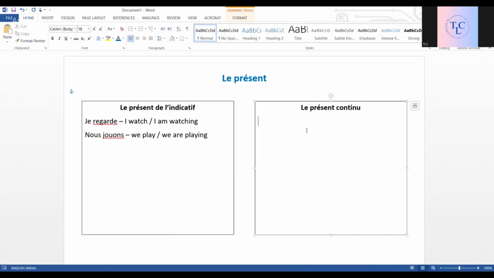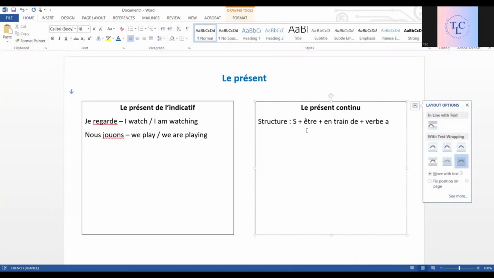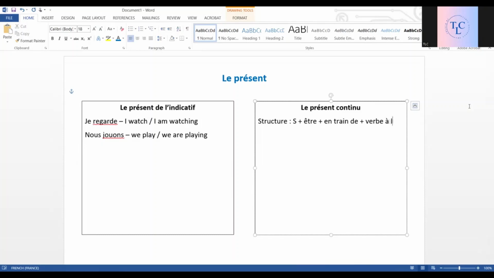Okay, let's discuss this, le présent continu. The structure for présent continu is simple. It doesn't need a lot of effort in conjugating. After the subject, you'll have être and then en train de. That's the expression. You'll conjugate être with the subject. Je suis, tu es, il est, elle est, nous sommes, vous êtes, ils sont, elles sont. Then en train de remains unchanged. And then our main action word will be in its infinitive form. Okay, verbe à l'infinitif. And then the object.